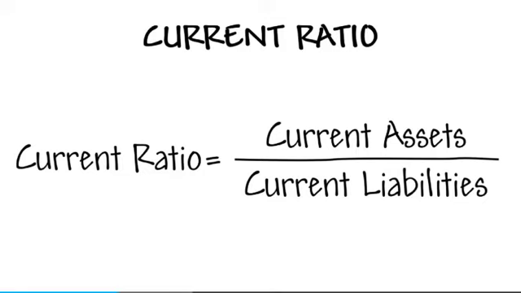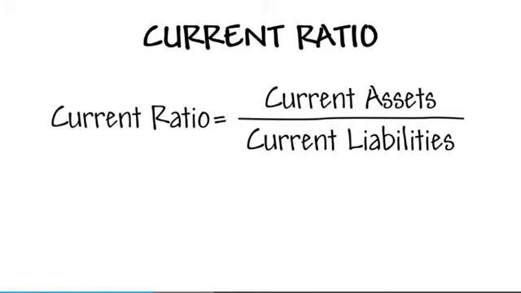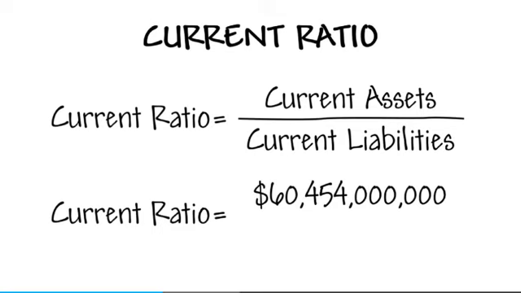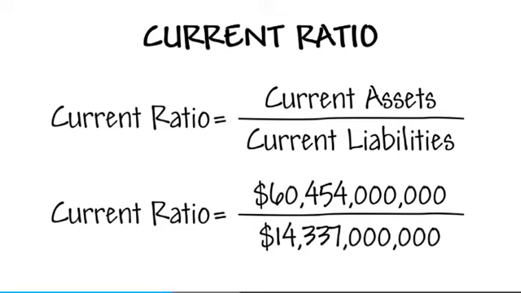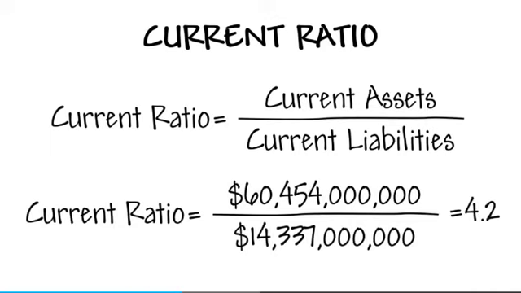A general rule is that the current ratio should be at least 2, which means that the firm has twice as many current assets as current liabilities. However, it is more accurate to compare the current ratio to other companies in the same industry. Using the data from Google's balance sheet, we see that the firm has current assets of $60,454 million and current liabilities of $14,337 million. Google has a very strong current ratio at 4.2, well above the industry average of 1.4.